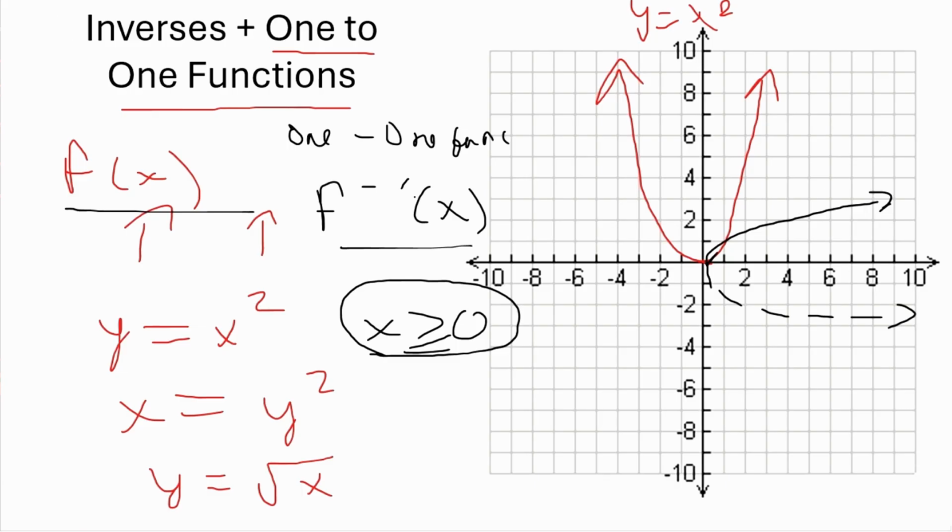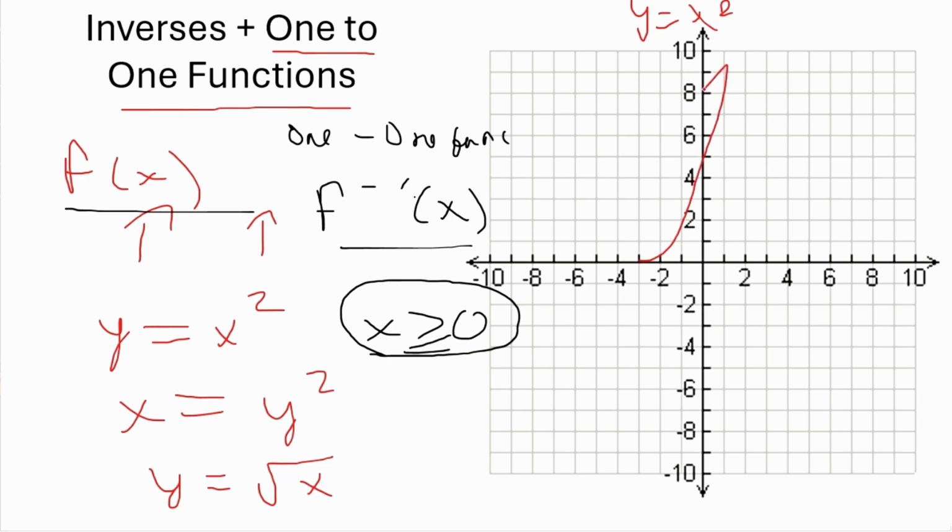So let me give you another example of that. If my function is this, all I need to do is find my axis of symmetry, which is negative 3.